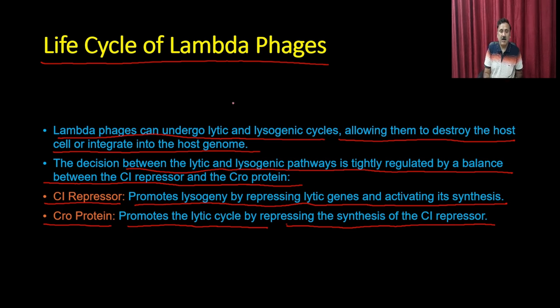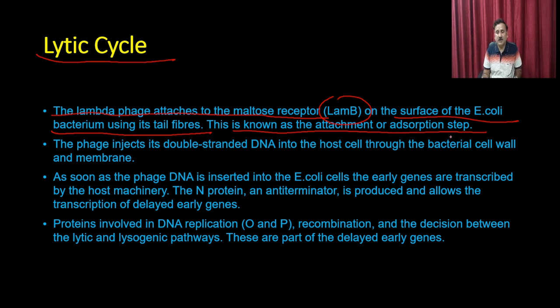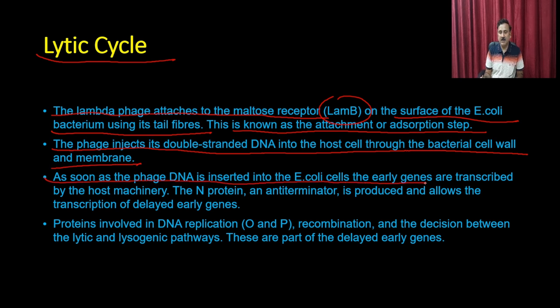So, first we will discuss the lytic cycle, then we will discuss the lysogenic cycle. In the lytic cycle, the lambda phage attaches to the maltose receptor LamB on the surface of the E. coli bacteria using its tail fibers. This is known as the attachment or the adsorption step. The phage injects its double stranded DNA into the host cell through the bacterial cell wall and membrane. As soon as the phage DNA is inserted into E. coli, the early genes are transcribed by the host machinery.